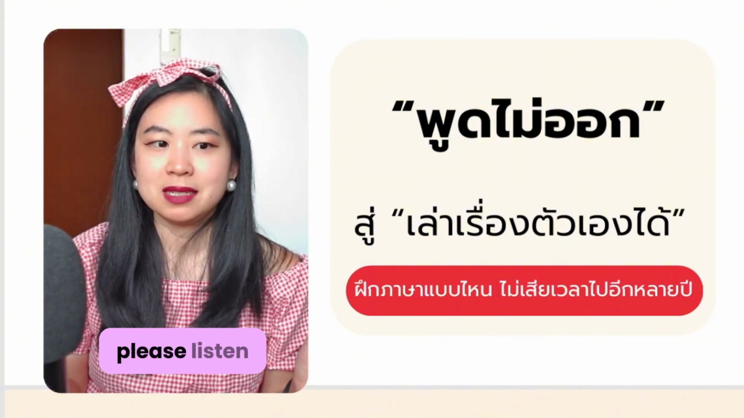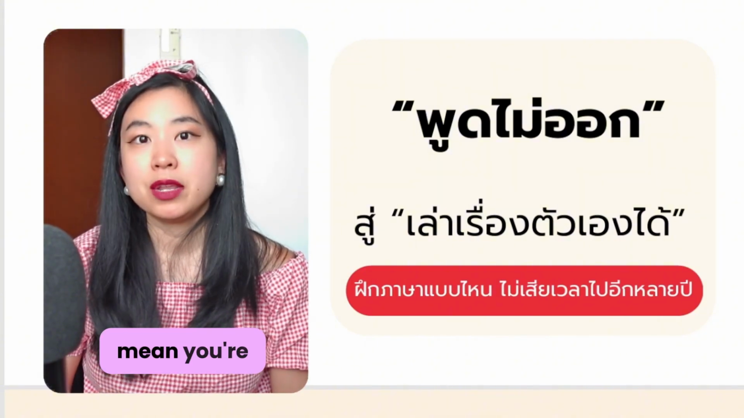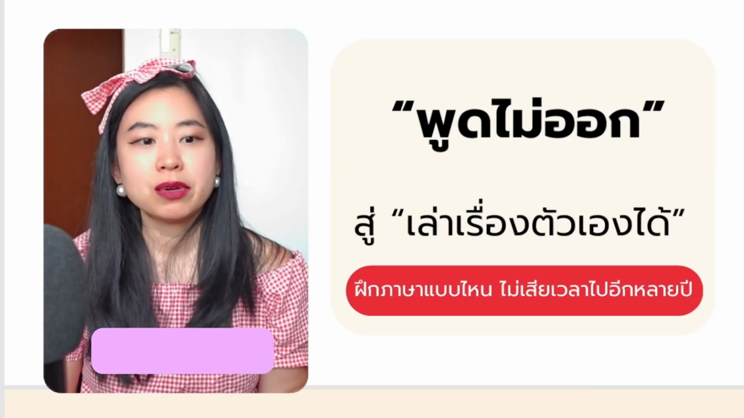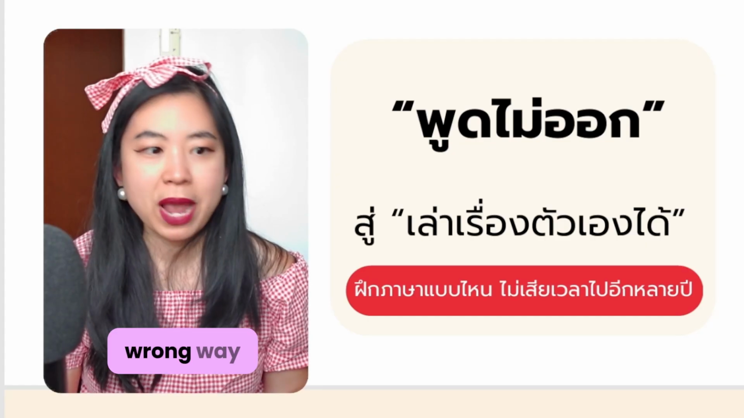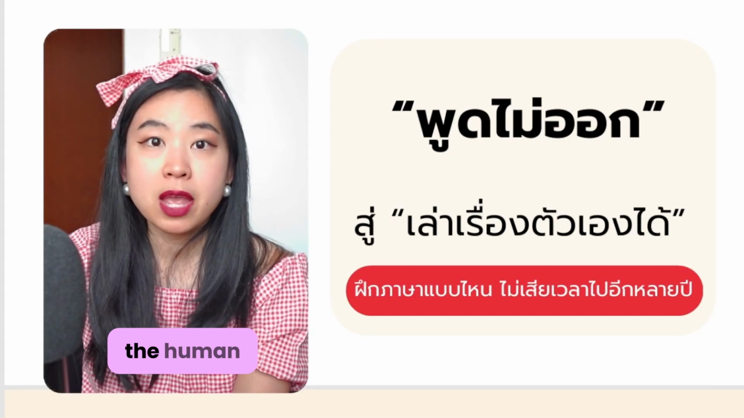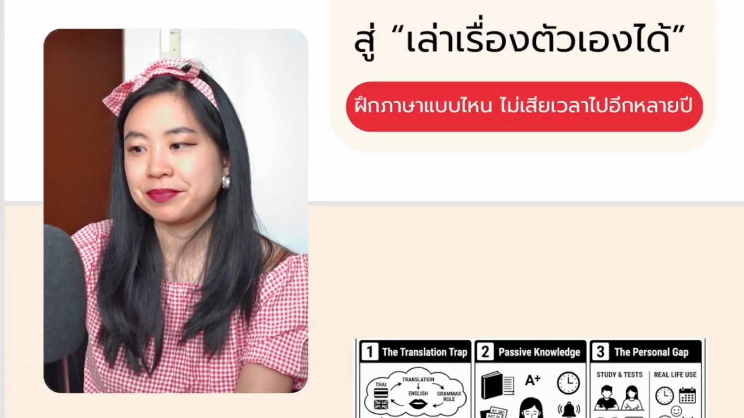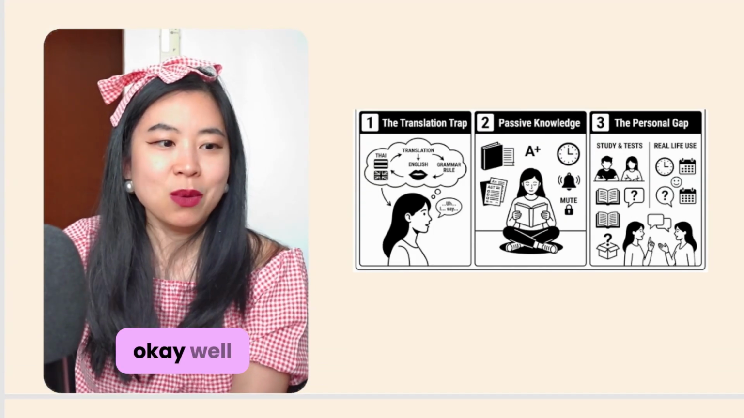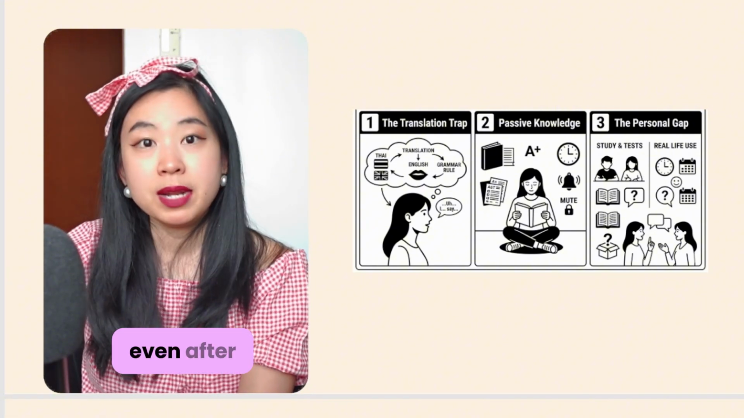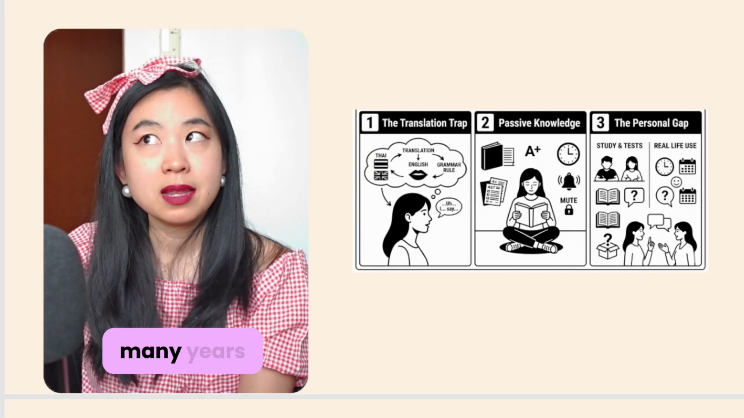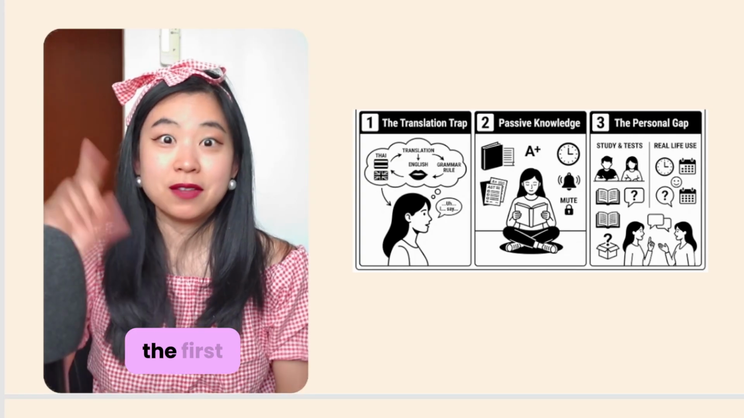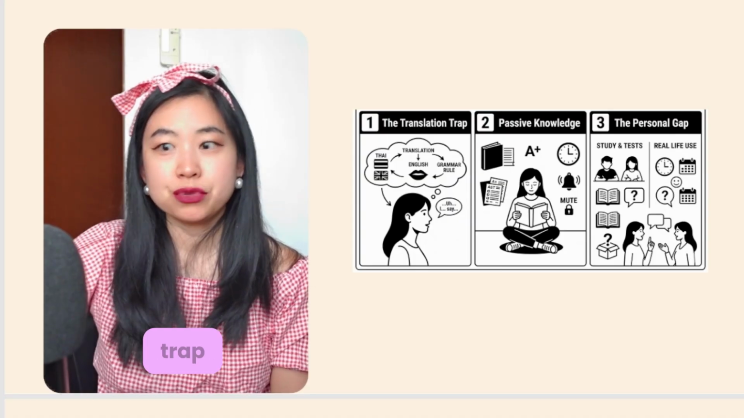Everyone, please listen. This problem does not mean you're bad at English or learning a language. It just means you're practicing the wrong way. Your practice does not match how the human brain works. Okay, well, there are three main reasons why we cannot speak English even after learning for many years, or maybe more than 10 years. The first one is the translation trap.